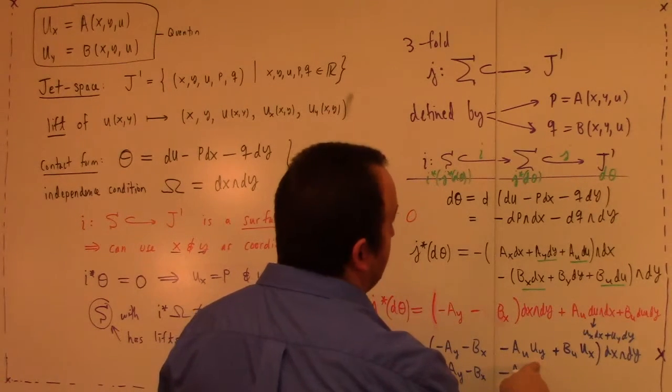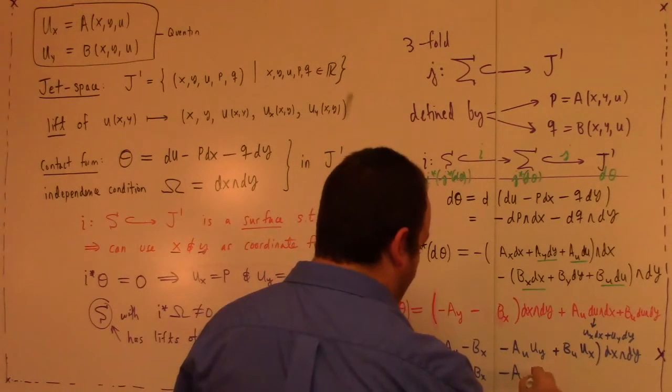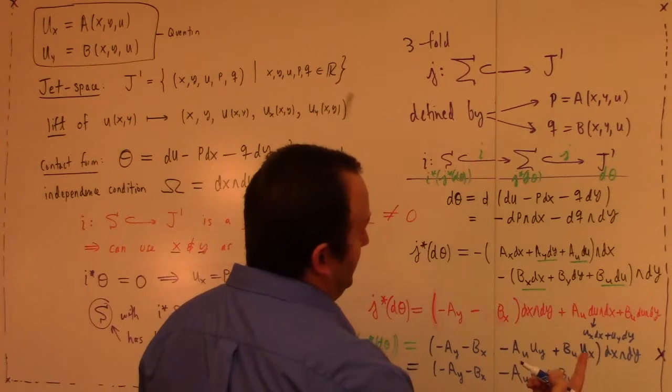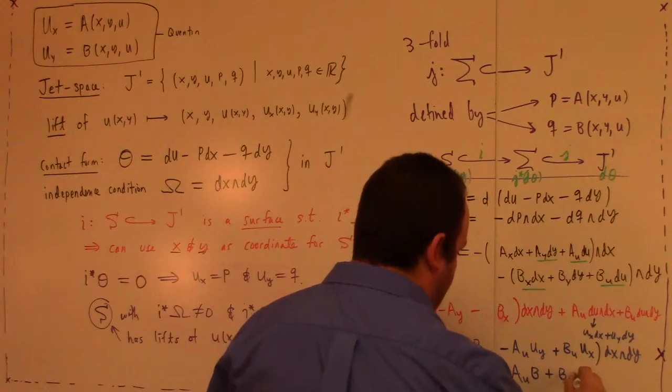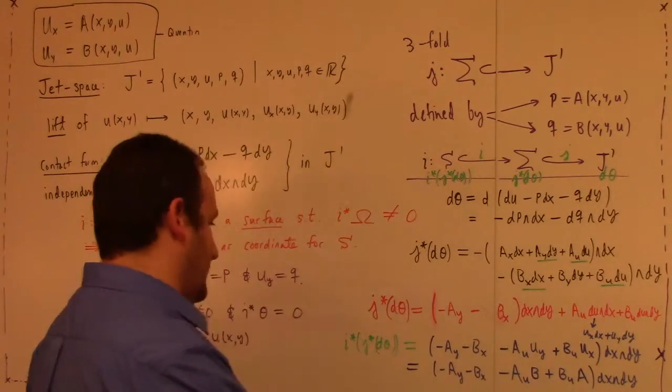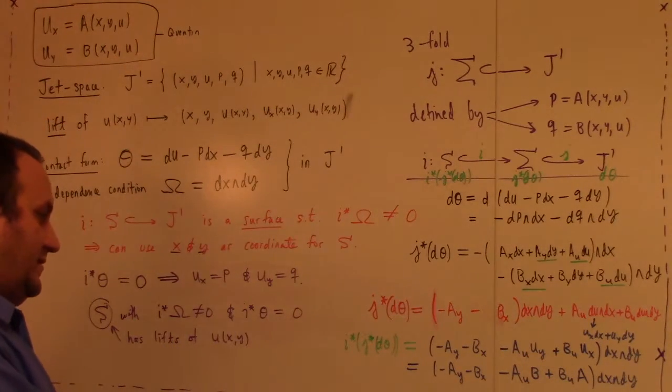uy is q, but q is b. And then plus bu, ux, but ux is p, and p is a, because we're in our current context, okay. All right, so there you have it.